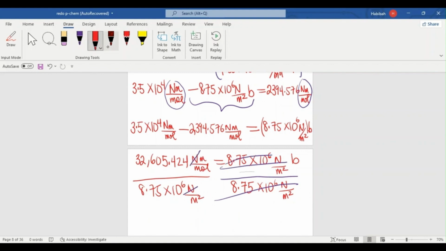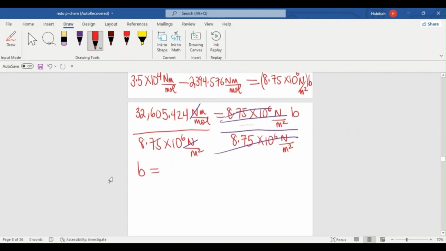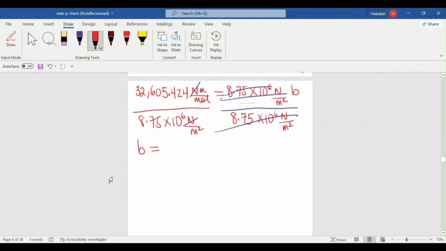So of course, when you input this information into the calculator, 32,605.424 divided by 8.75 times 10 to the power of 6, you end up getting 0.0037263, and then you've got meter, and then divided by 1 over meter square will just give you meter cubed per mole. So this is basically the answer for B.